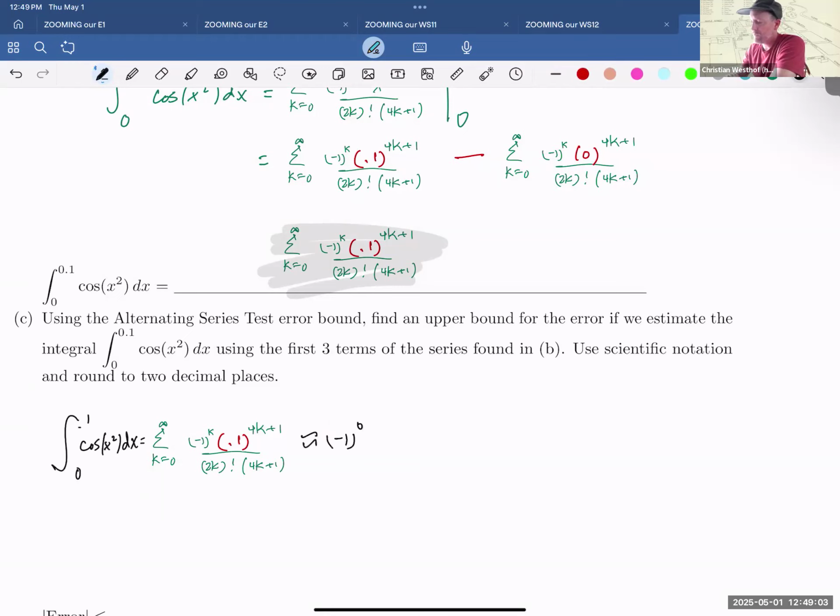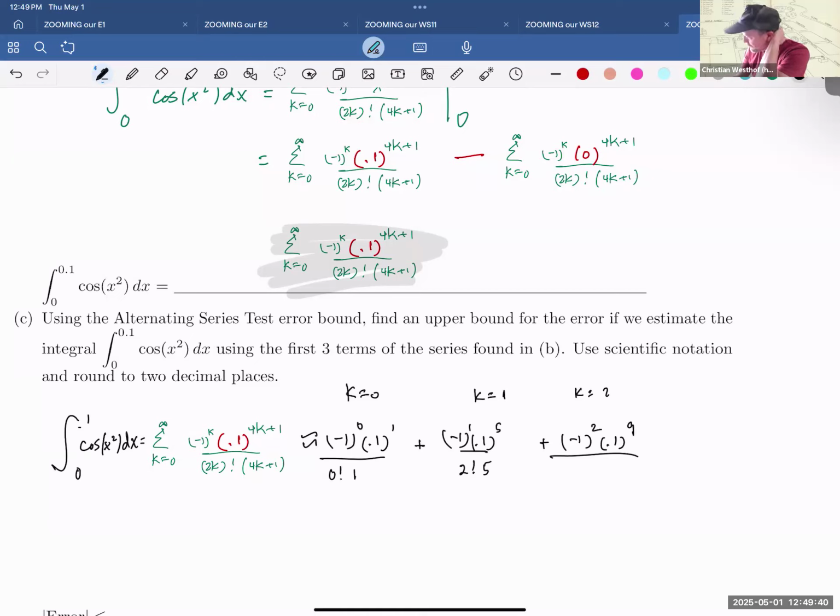So -1 to the 0, 0.1 to the, if you plug in 0 for k, it's 1 over 0 factorial times 1 plus, now let's plug in k being, that was k being 0, k being 1, k being 2. Yeah, okay, those are the first three terms. So then when k is 1, you'd have -1 to the 1, 0.1 to the 5 over 2 factorial times 5 plus -1 squared, 0.1 to the 9 over 4 factorial times 9.